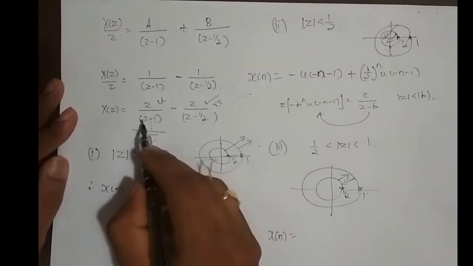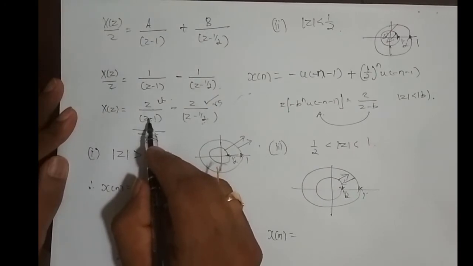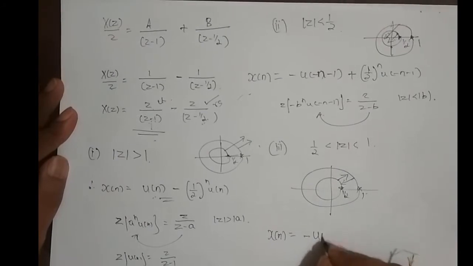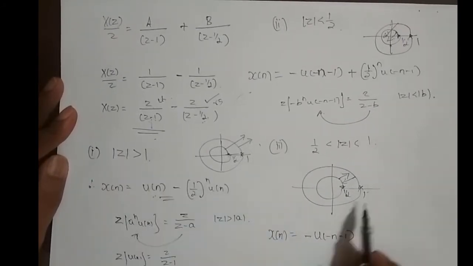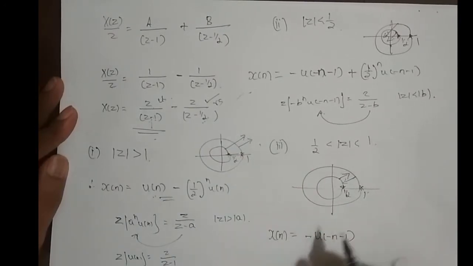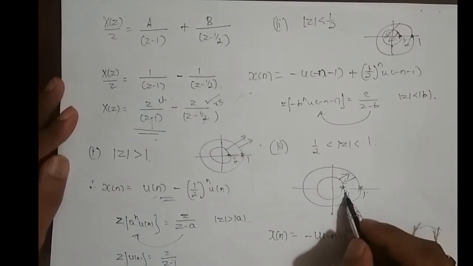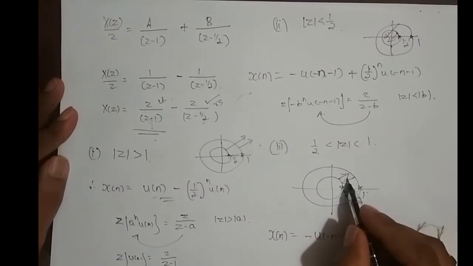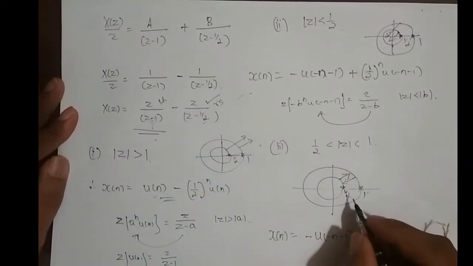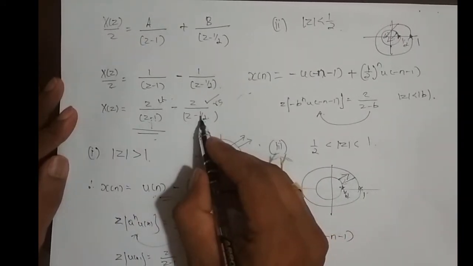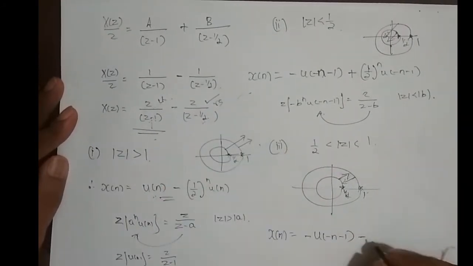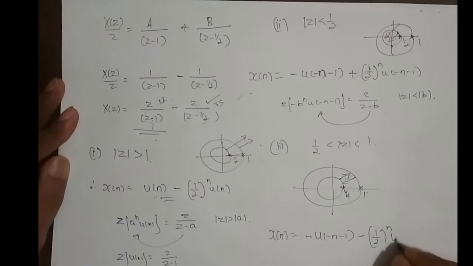So this has to be a left sided sequence. What is the inverse transform of this? If it is a left sided sequence, since I have plus, I have to write minus u[-n-1], and this corresponds to pole 1. I'm sorry, the pole corresponding to 1 by 2 should be the right sided sequence, and the pole corresponding to 1 should be the left sided sequence. So I have to retain the sign as it is, and this is a right sided sequence, so it is (1/2)^n u[n].